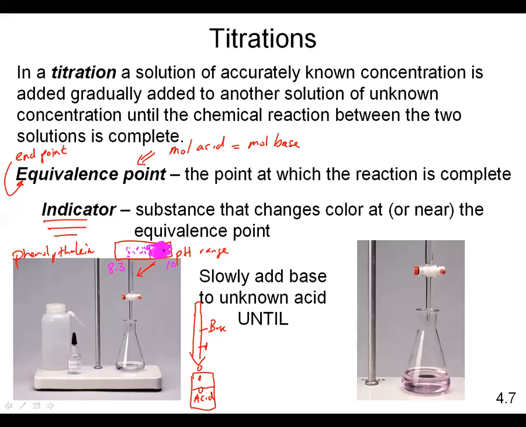Something like phenolphthalein is actually colorless in acidic and neutral solutions, and it turns this pink color in basic solutions. And why phenolphthalein is used a lot is that in a lot of titrations that we do, especially the one we're supposed to do in the next experiment, the equivalence point will be basic.